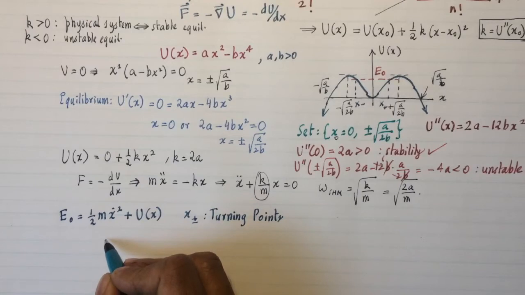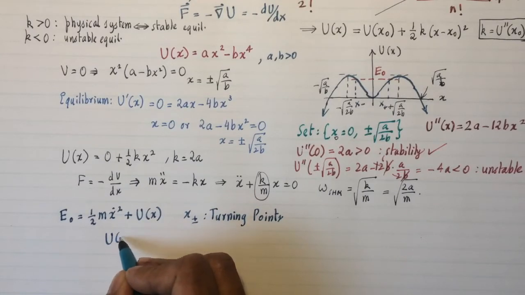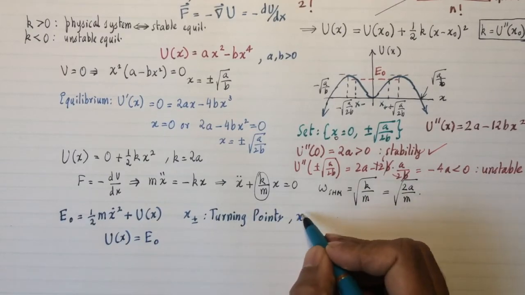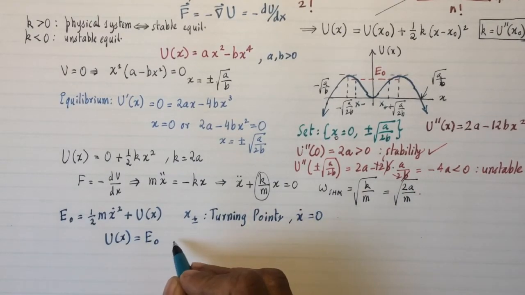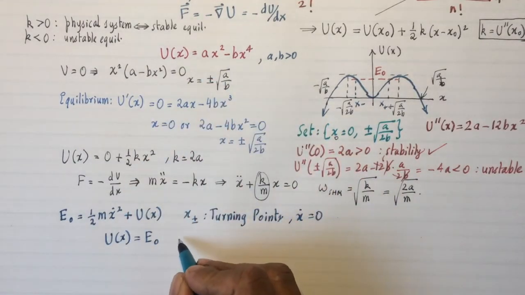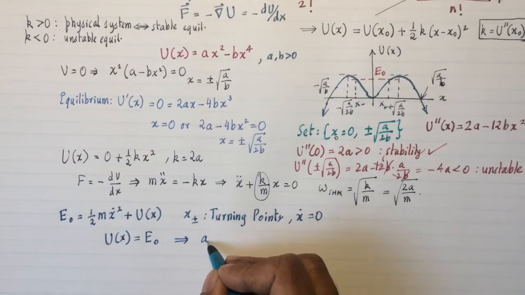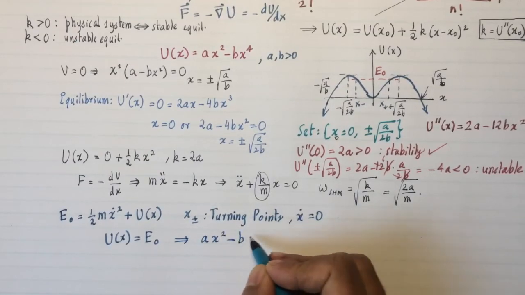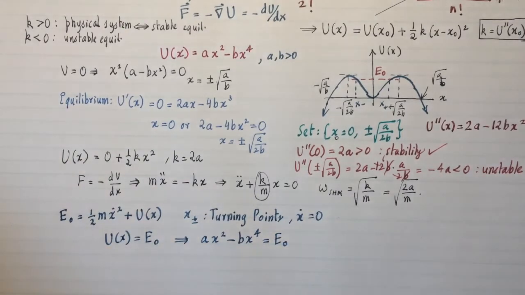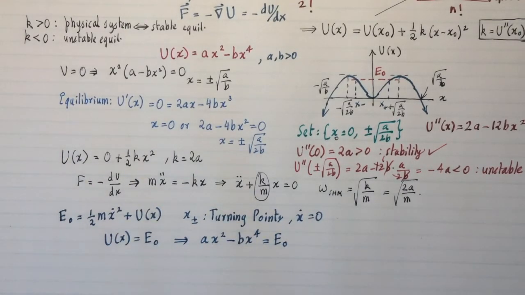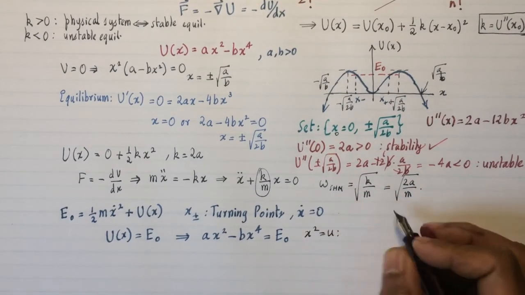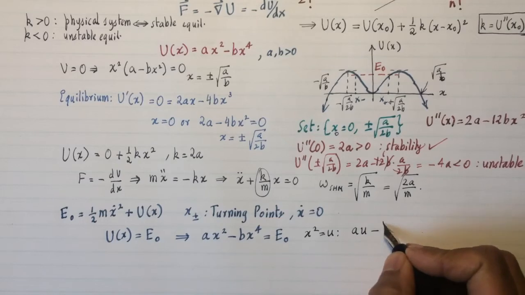So basically that means the potential U of x must be equal to E naught, which is the condition for turning points. Let's solve this equation. Now this is unfortunately a quartic equation, but fortunately for us, this quartic equation is actually a quadratic equation in disguise, because I can set x squared equal to u. So if I make that substitution of x squared equal to u, that's just your friendly neighborhood quadratic.